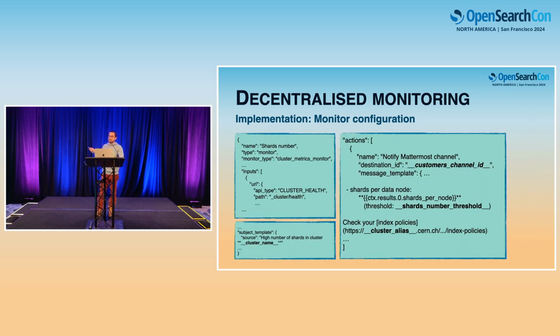And then here's how it looks, the JSON. Pretty straightforward. You specify the name and then which API you want to use, in this case, cluster health. And then there are some placeholders for the subject, saying, for example, the cluster name, or on the action side, the customer channel ID, and things like the shards number threshold, because as I said, some tiny clusters would have less of a threshold. Some big clusters would be able to support larger ones, so this is another calculated value.